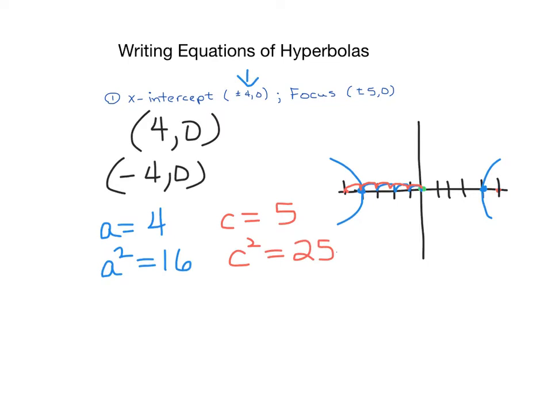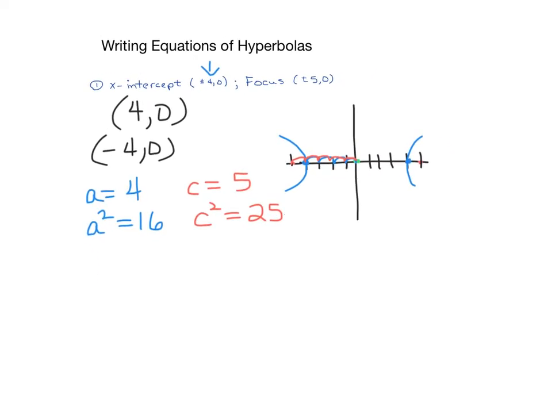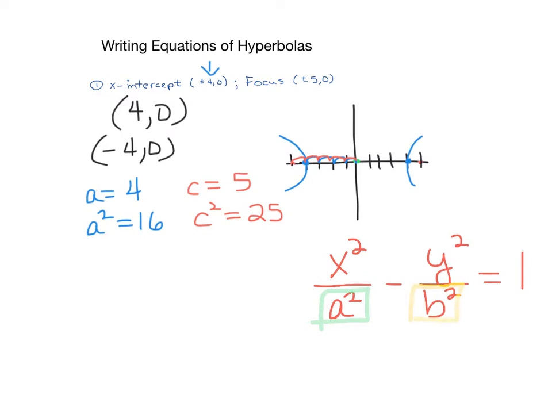Now, I also need to realize that because it's touching the x-axis, or transversing the x-axis, my standard form that I'm going to be filling in is x squared over a squared. Remember, a squared is always first. It's always a subtraction sign when it's a hyperbola. And then the b squared is under the second, and it equals 1.